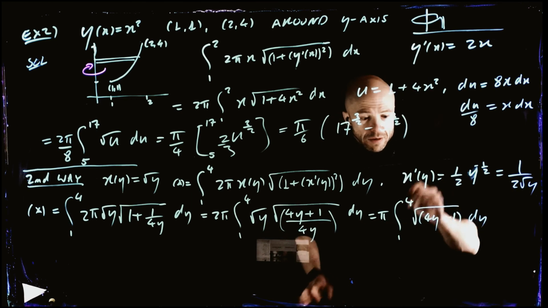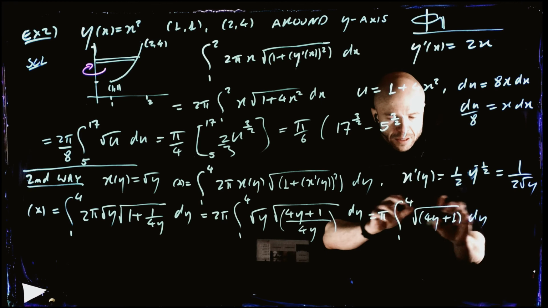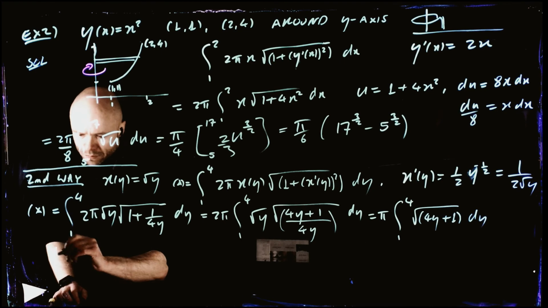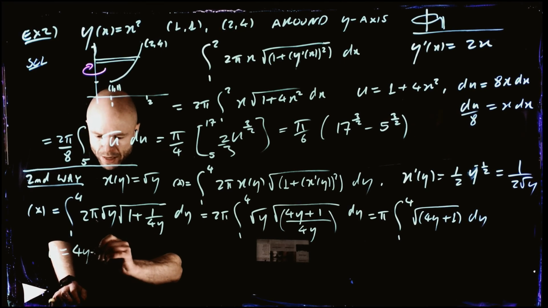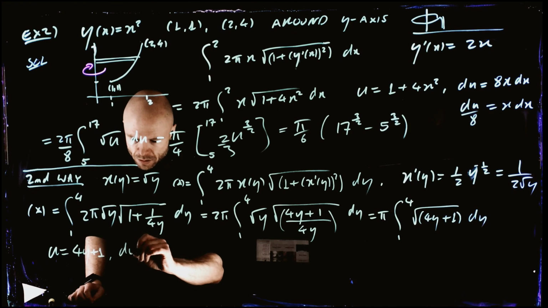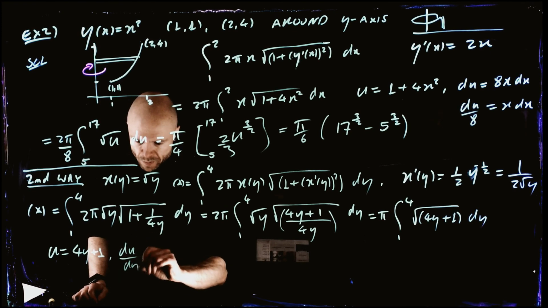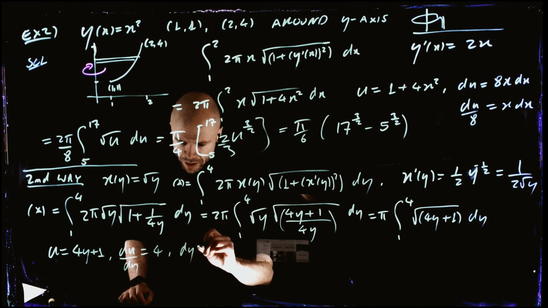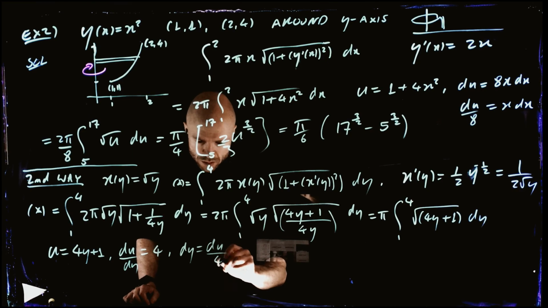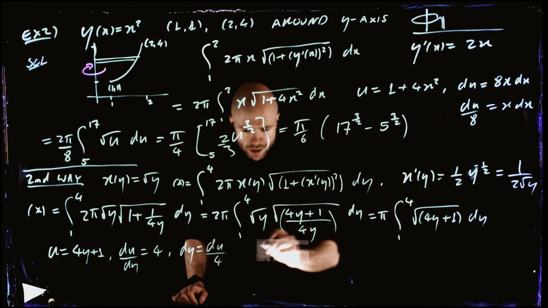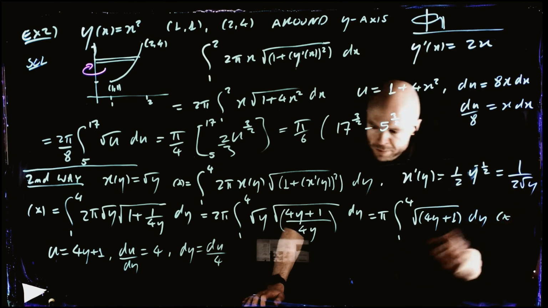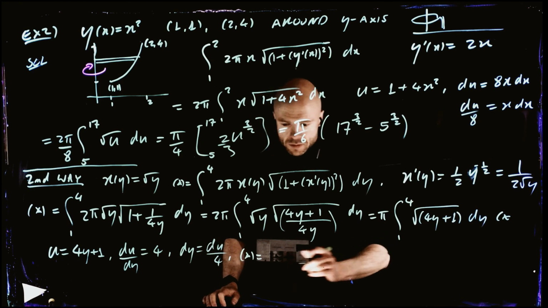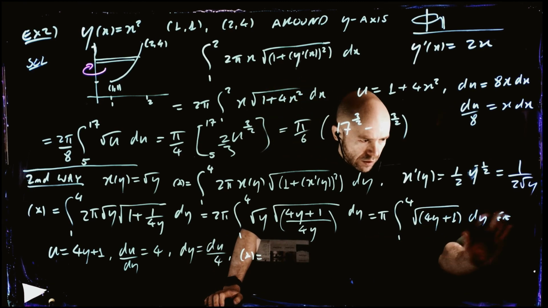And then what's this? This is now another easy candidate for u sub. The stuff inside the square root is just a linear function, so we let that be u. So then u is equal to 4y plus 1, du by dy is equal to 4, and therefore dy equals du over 4. And we've already called this thing star, there's no need to do it twice.